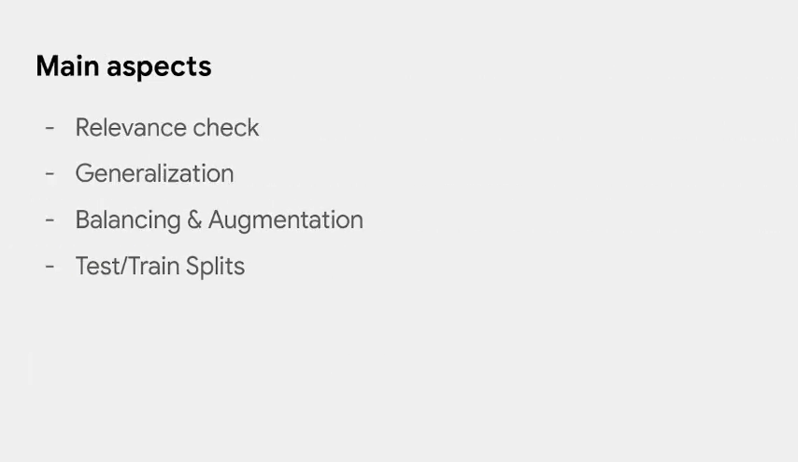So when you are preparing your data set, there are 4 points you should always consider. One, you should check for the relevance in your data set. Two, generalization. Three, balancing your augmentation. And four, the train splits. What do I mean by all this?